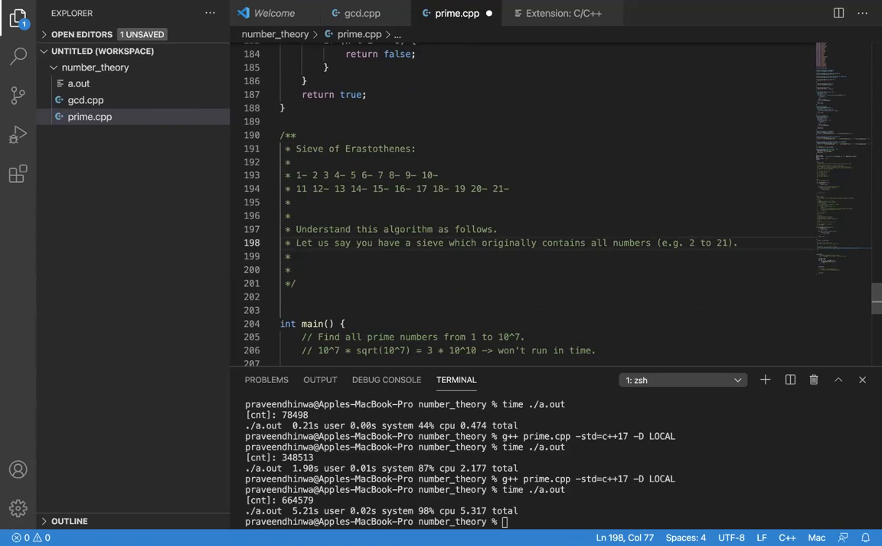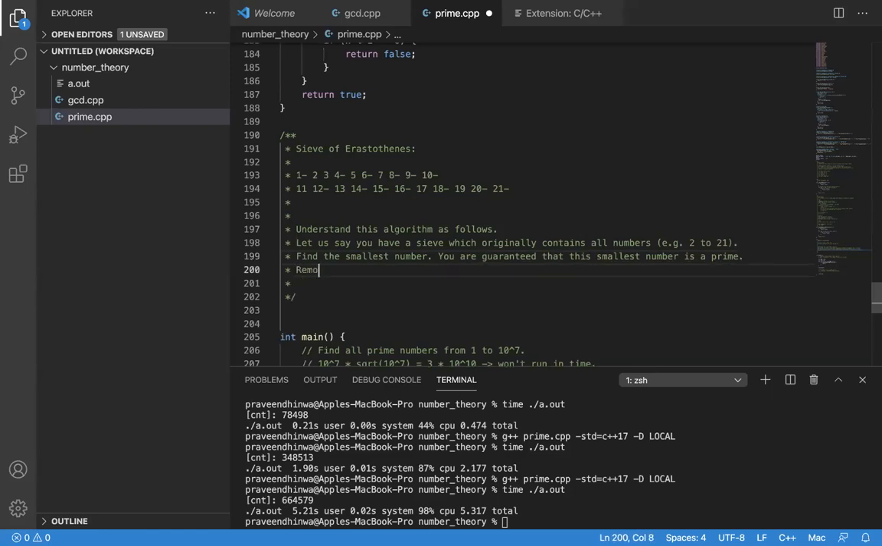So let's say you have from 2 to something. What you do, you find the smallest number, and you are guaranteed that this number is a prime. The smallest number is a prime. In our first case, the smallest number will be 2. So then what do you do? You remove all the numbers that are multiples of 2 from the sieve.